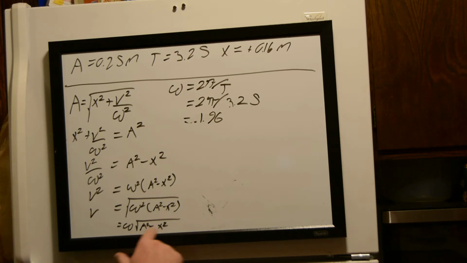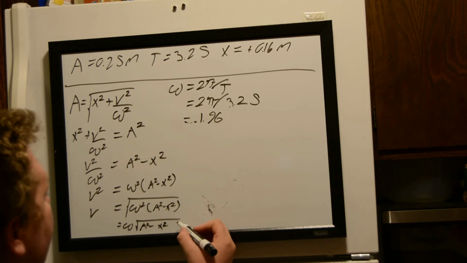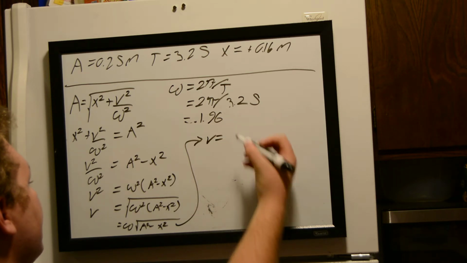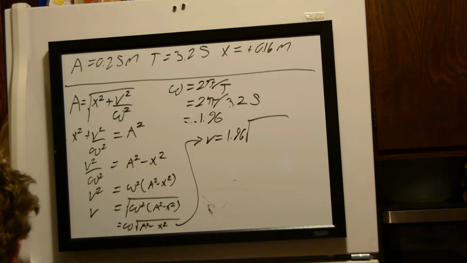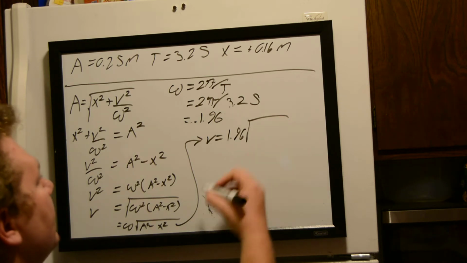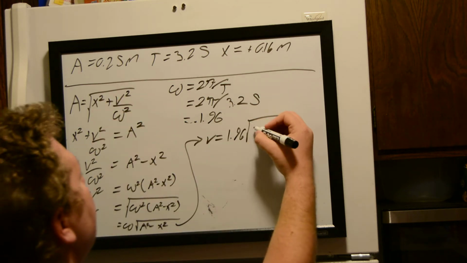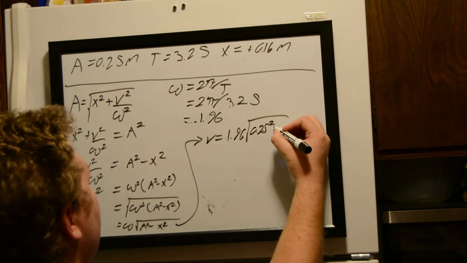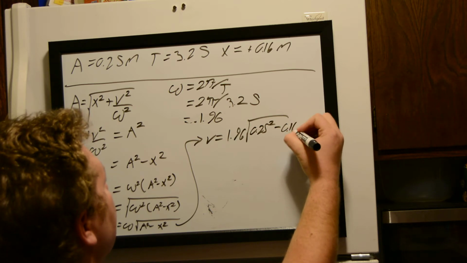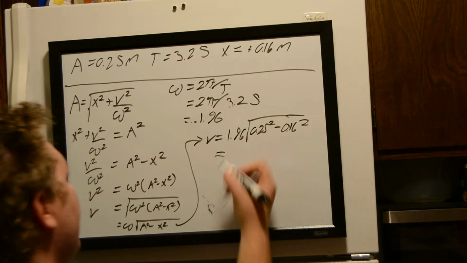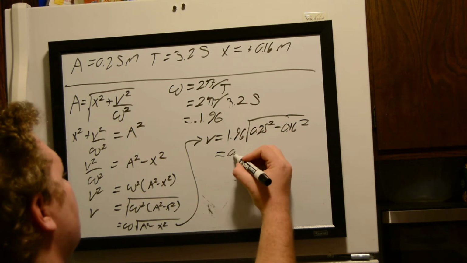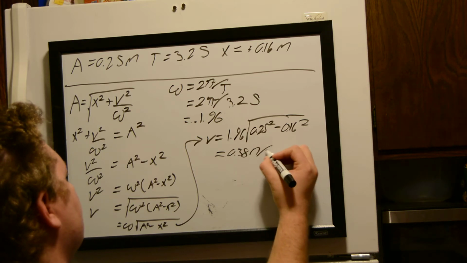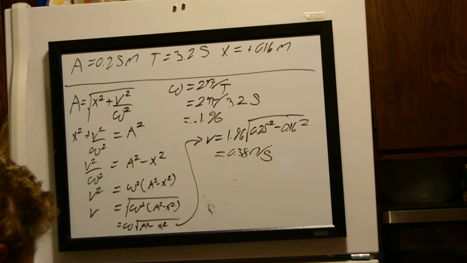So now we know all of these variables here, so we can just plug that right in. 1.96 times the square root of our amplitude, which is 0.25 squared, minus 0.16 squared. And then we do that math, and that comes out to be 0.38 meters per second.